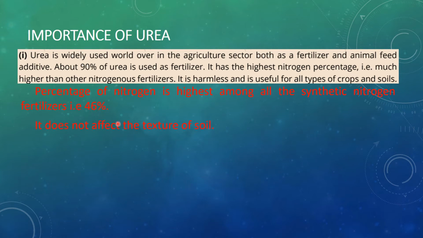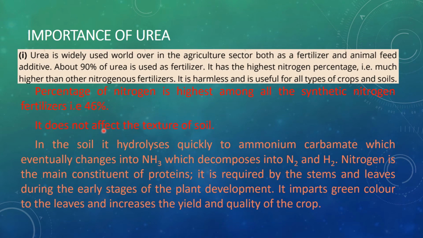Secondly, it does not affect the texture of the soil, and in the soil it hydrolyzes quickly to ammonium carbamate. It means this urea reacts with water and changes into ammonium carbamate, and this ammonium carbamate further changes into ammonia, and this ammonia decomposes into nitrogen and hydrogen. So this urea can easily decompose into its simplest constituents, that is nitrogen and hydrogen.